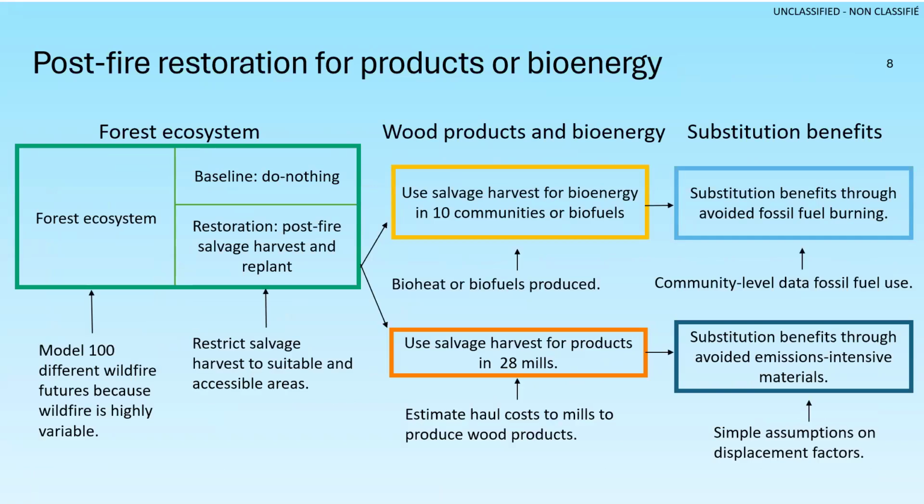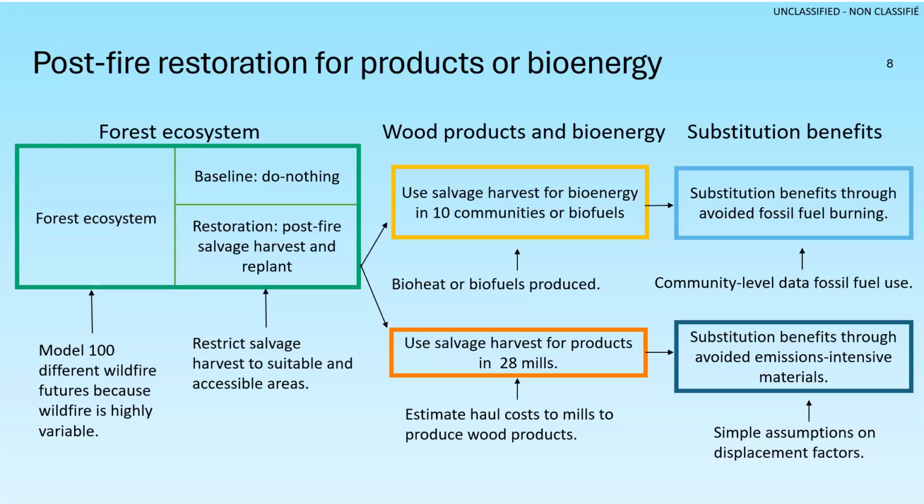When we modeled the forest ecosystem, it was a Monte Carlo approach. So we modeled 100 different wildfire futures. Mostly because wildfire is highly variable. From one year to the next, you can get a very large change in the area burned. In the restoration scenario, we restricted salvage harvest to suitable and accessible areas. I'll explain how we did that.